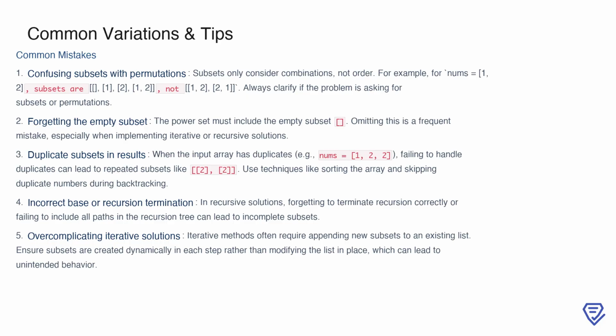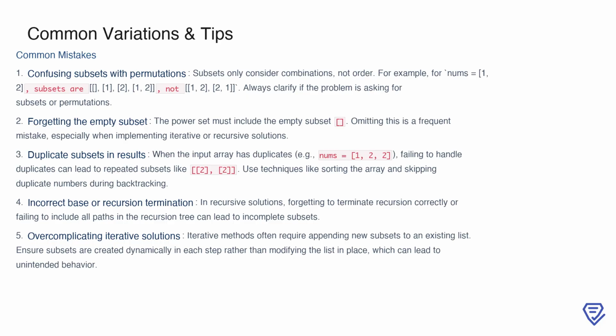Another frequent oversight is forgetting the empty subset. The power set always includes the empty subset, so ensure it's accounted for in your implementation, whether you're using recursion or an iterative approach. Additionally, duplicate subsets can arise when the input array contains repeated elements, such as [1, 2, 2]. This can lead to results like [2, 2], unless you handle duplicates carefully. A common strategy is to sort the array and skip duplicate elements during backtracking.